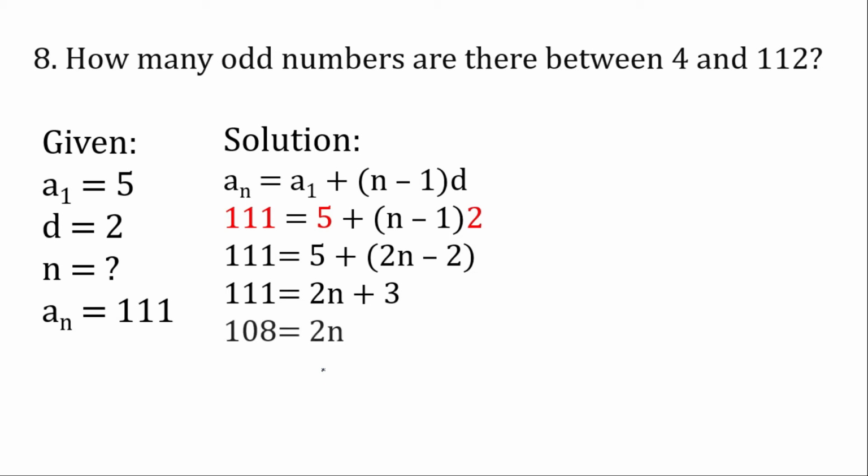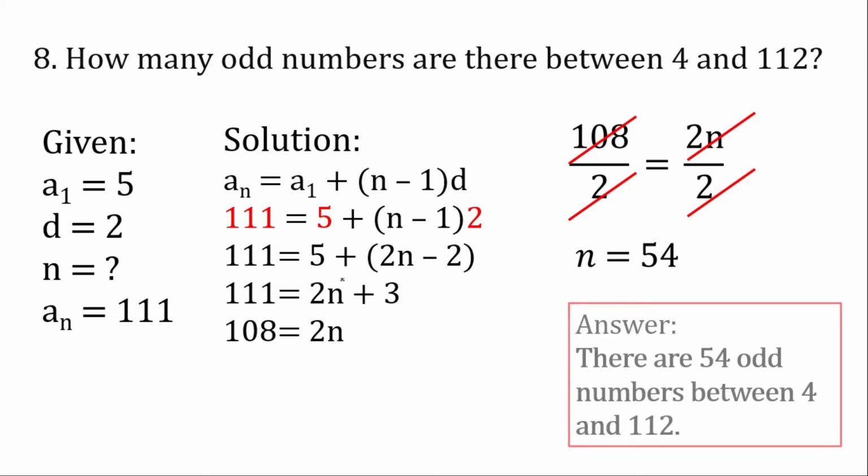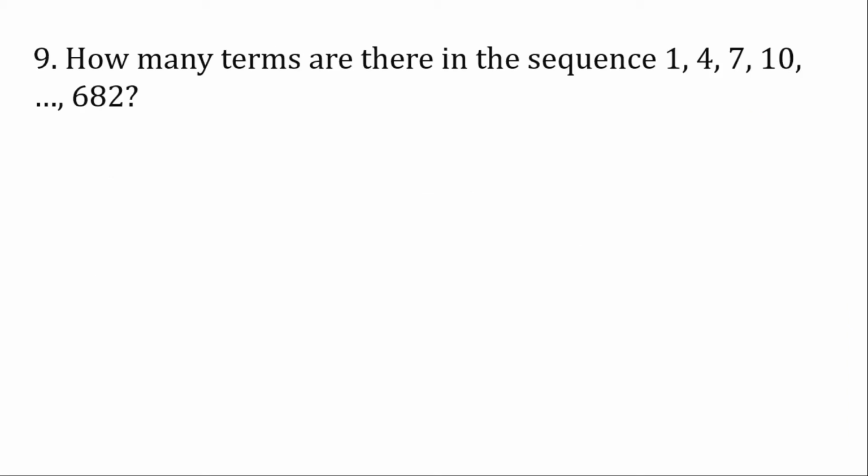So that gives us 108. 108. I'm sorry. Let's subtract 3 on both sides. So cancel this out. 111 minus 3 is 108. Now let's divide both sides by 2. So n is equal to 54. So there are 54 odd numbers between 4 and 112. Now let's go to number 9.